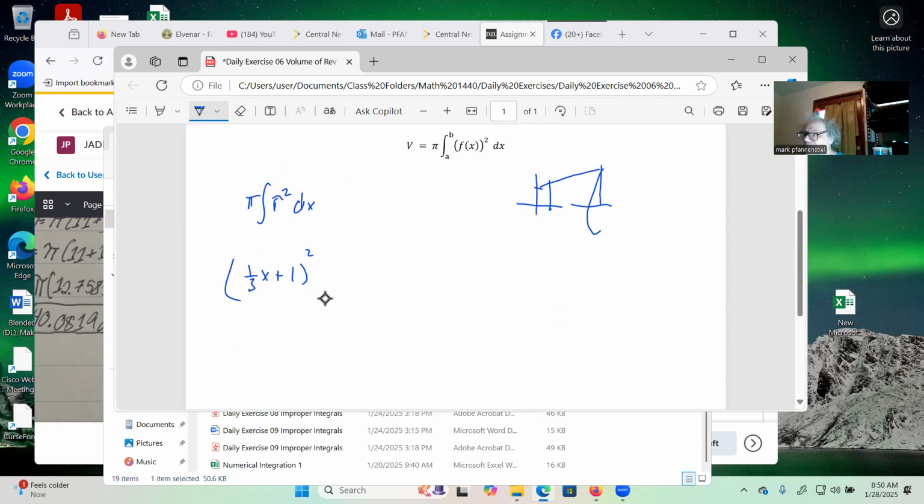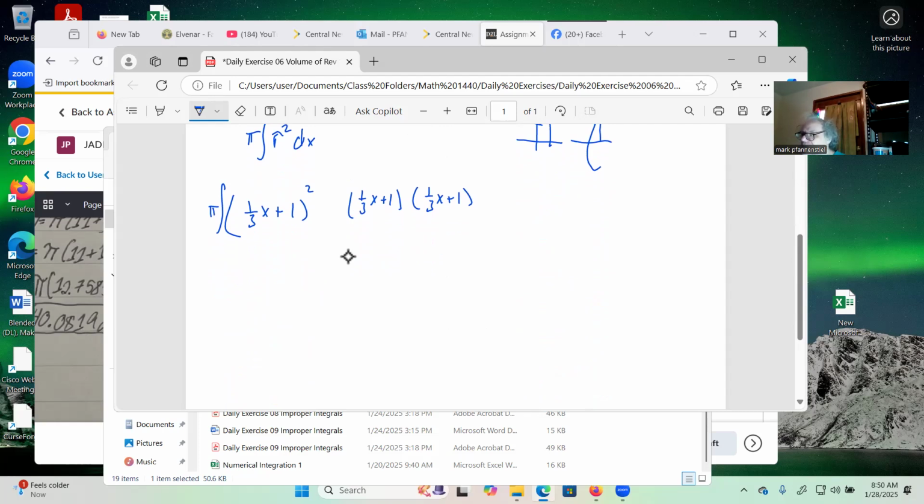Okay, and then we're going to square this thing out. So we have 1/3 x plus 1 foiled with 1/3 x plus 1, and we're just going to multiply that out. Maybe do it in your head, but since it's a 1/3, I'm a little intimidated because there are fractions. This is going to be 1/9 times x squared. We have this 1/3 and that 1/3, so we're going to have a 2/3 x, with x still on the top, plus 1. And now we've squared it, and we're ready to integrate this.